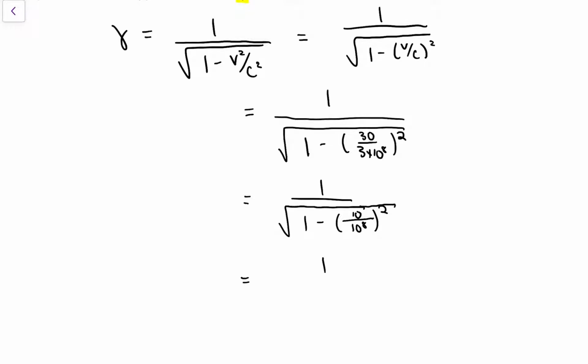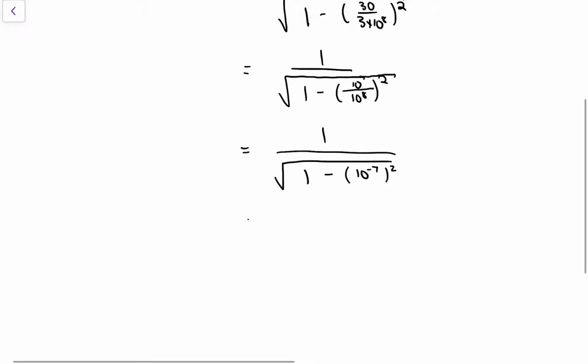Taking it one step at a time, the square root of 1 minus, if we have 10 to the 1 divided by 10 to the 8, the exponent rules are subtraction. That makes it 10 to the minus 7, and then we've got to square that. That I can still do in my head with exponent rules. If we're squaring an exponent, we multiply the two exponents, so 10 to the negative 7 squared is 10 to the negative 14.